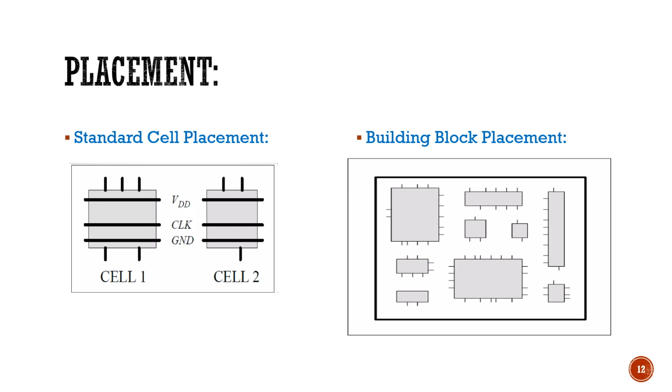So what does this represent is, in the case of a standard cell placement, you can't alter the position of the power supplies and the clock signals that are involved. That is what a standard cell placement is. So when you are going for standard cell placement, VDD needs to be placed at top, ground needs to be placed at bottom. Whereas if I am moving on to building block placement, I can place my power supplies according to the convenience of my design.